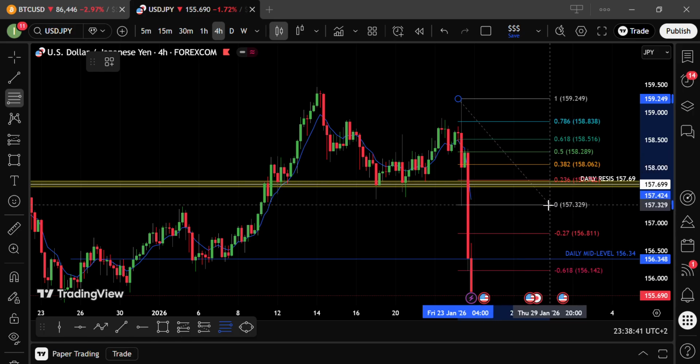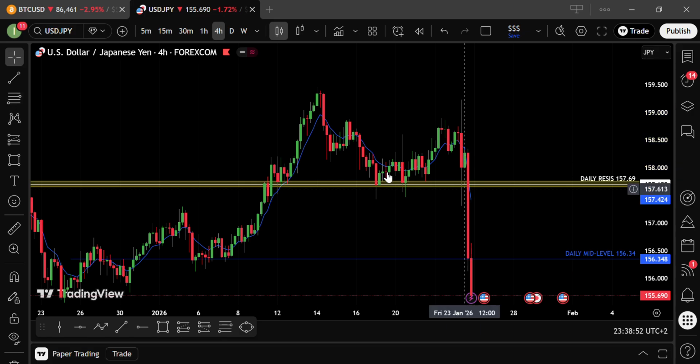Look at it. Where is it? It is at the golden ratio Fibonacci level. Come on, come on, come on. What are you doing? Come on.